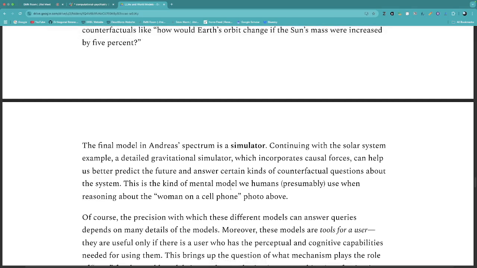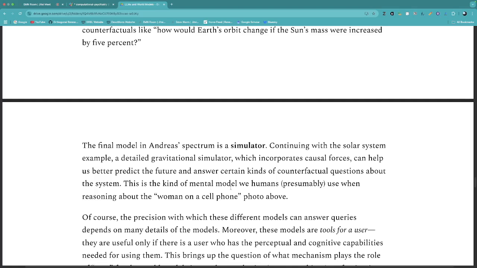And then the final model in the spectrum is the simulator. So if we have the solar system, we can have a three-dimensional model of dynamics, but that still doesn't help us with the counterfactuals. We need to figure out the causal forces and which ones are truly causal and which ones are spurious. So this allows us, we know what simulators are. There are all sorts of programs that allow you to simulate the solar system and its dynamics.